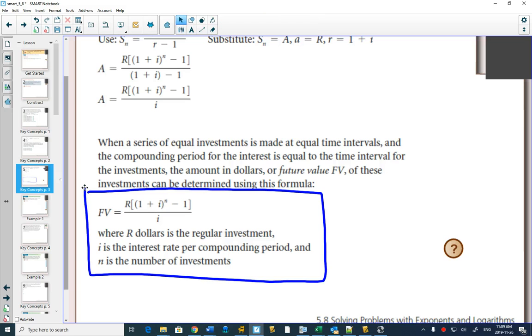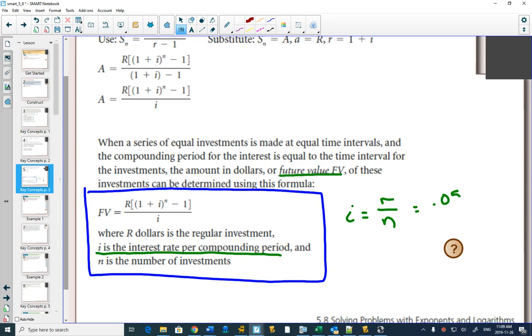Okay, so they will tell you that FV is the future value. They will tell you that R is the dollars of the regular investment. And this is the one that is a little bit tricky. What does this mean if I is the interest rate per compounding period? So I is your rate divided by the number of compounding periods. So if your interest rate is 5% and it's monthly, then you would put in 0.05 over 12. And N is the total number of investments.